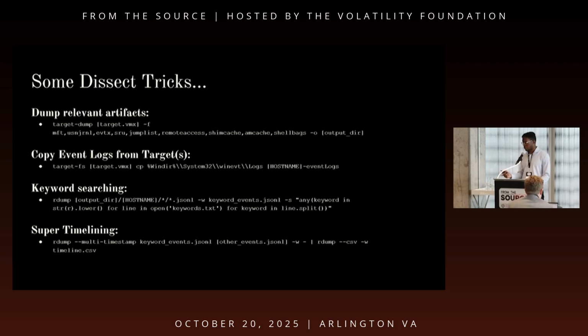The reason why I also have copy event logs from targets here is because Dissect does parse event logs. They're written in Python, so it's not really the fastest. If you're doing this in a pipeline, I would probably recommend you copy out the event logs and then use something a little bit more heavyweight like Chainsaw and Hayabusa to do your event log analysis. But this is something you can do, and when I'm just testing with a very short period of time, it's not very many event logs anyway.